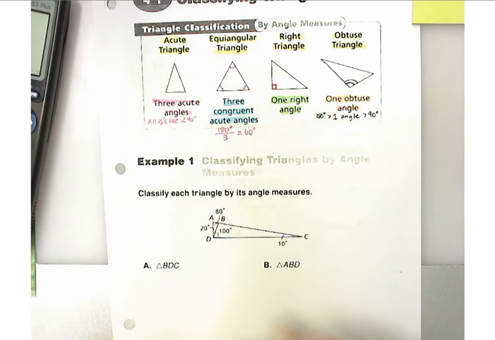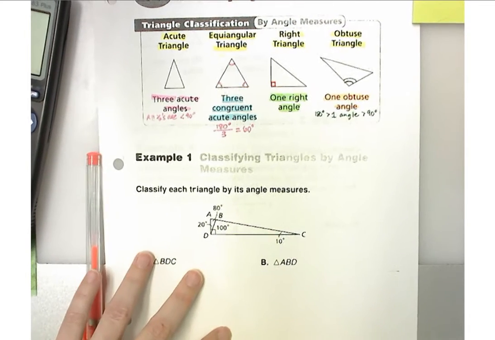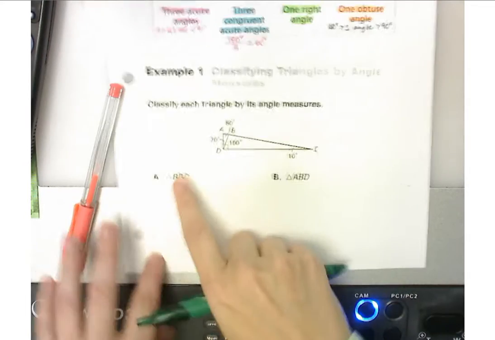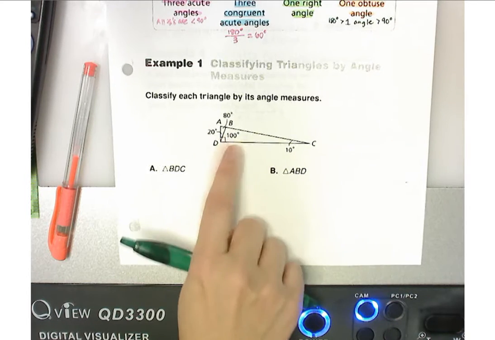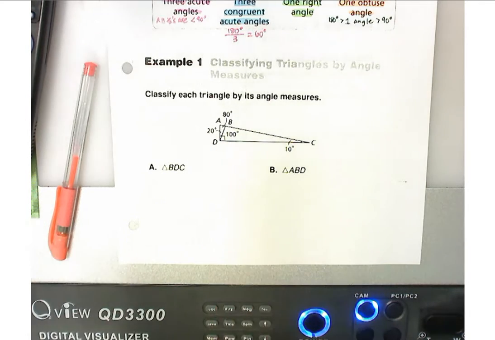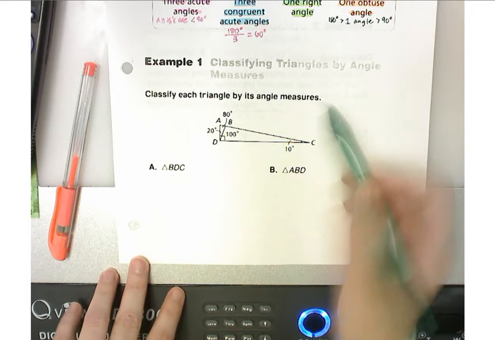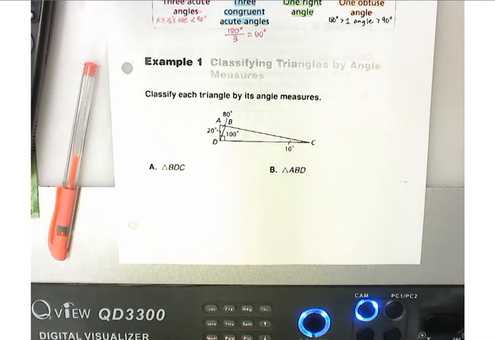All right, so for our first example, we are going to classify the triangles by their angle measures. So we have to look at what triangle they're talking about. Because if you look at the triangles here, how many are there in that picture? There's more than 2. There's 3, right? So there's this one, the ABD, there's BDC, and there's ADC. Okay? So there are multiple triangles in here.